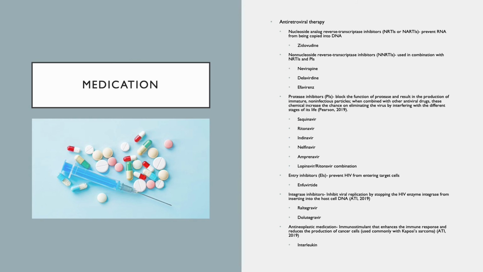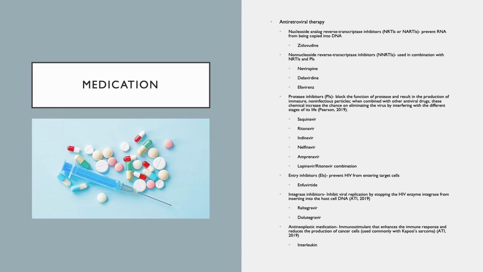Then we've got entry inhibitors, also known as EIs. These prevent HIV from entering target cells. Then we've got integrase inhibitors. These inhibit viral replication by stopping the HIV enzyme integrase from inserting into the host cell DNA.